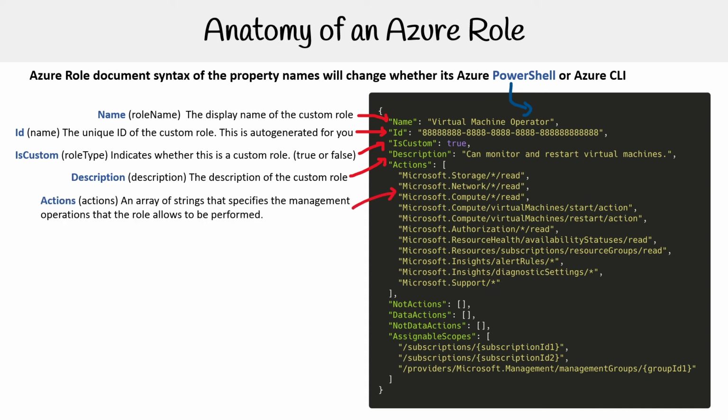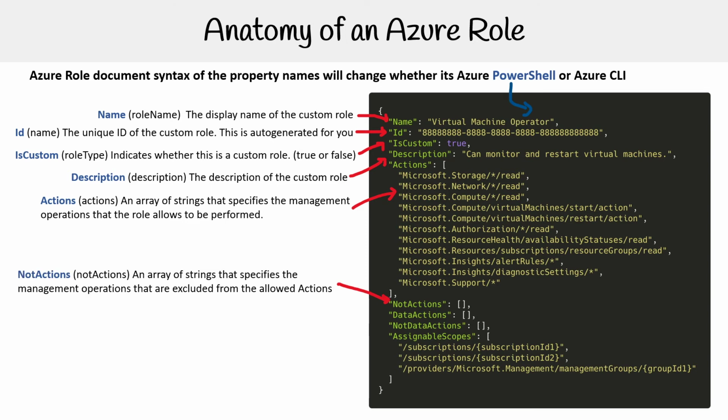And then the actions. This is what you care about, because the actions tell you exactly what you're allowed to perform. So that's a big list there. It's pretty self-explanatory. But then you have not actions. And this is basically you explicitly saying you're not allowed to do these things. It's just a guardrail to make things safe. Do you really need a not actions? I don't know. That's just how they designed it.